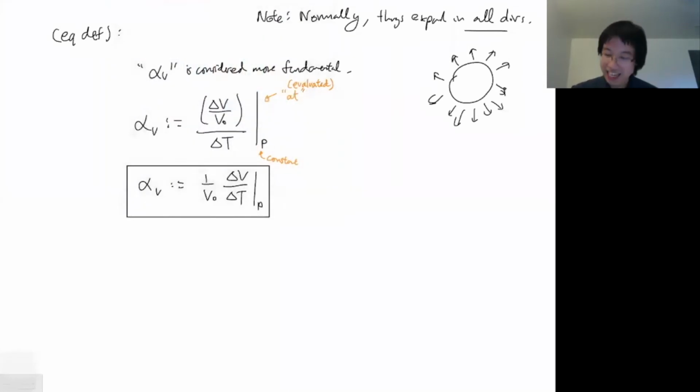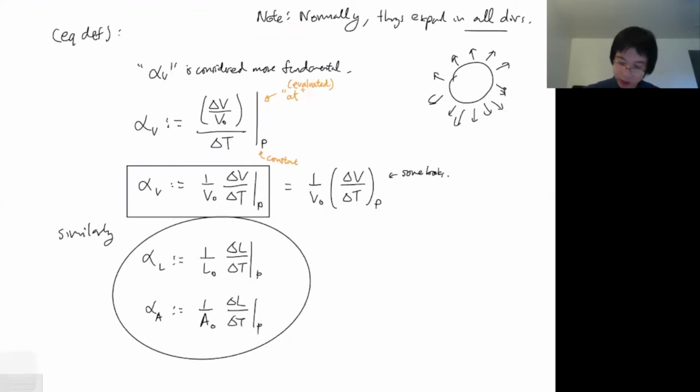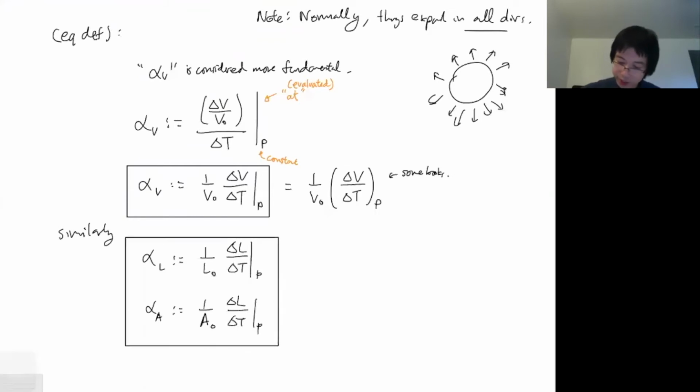If you ever see that, sometimes some books use a bracket and then a subscript like this to mean at. It's sort of 50-50 in the community. Both are being used. All right, so similarly, how about the area and the length one? You can do the same thing. This is for the length, the linear one, and this is for the area. Okay, so these are the 3 definitions.